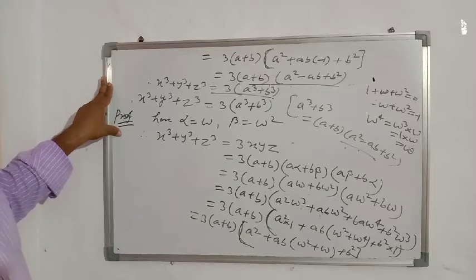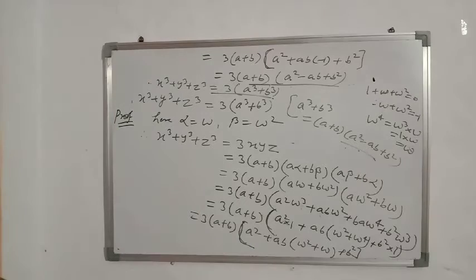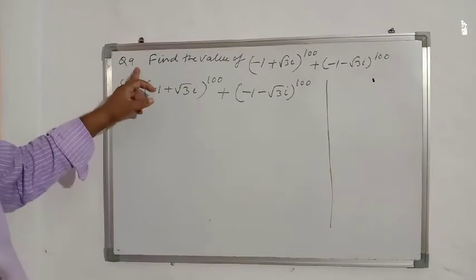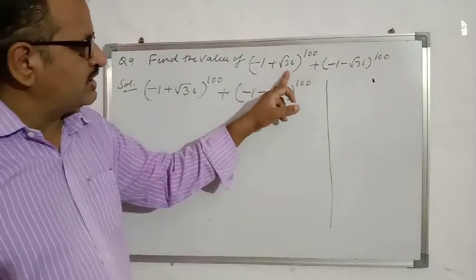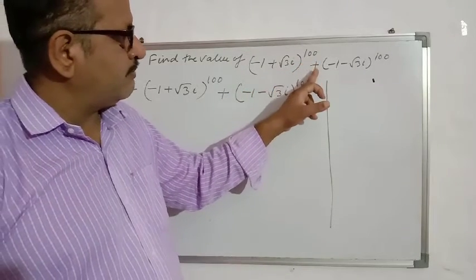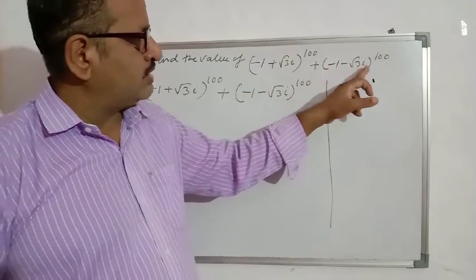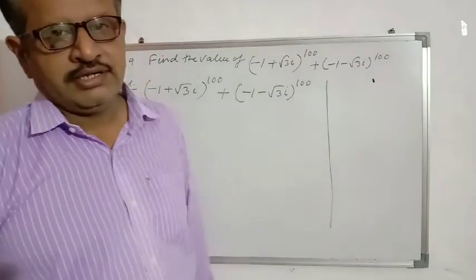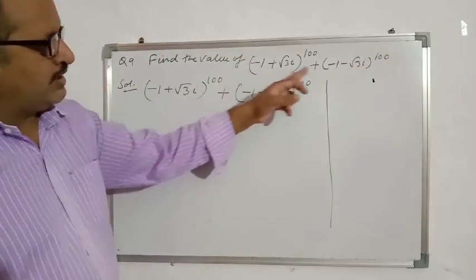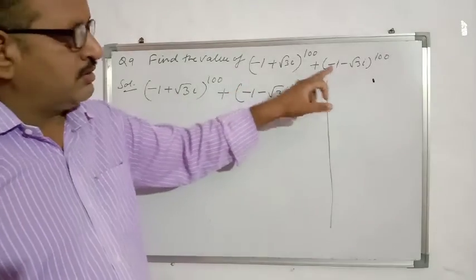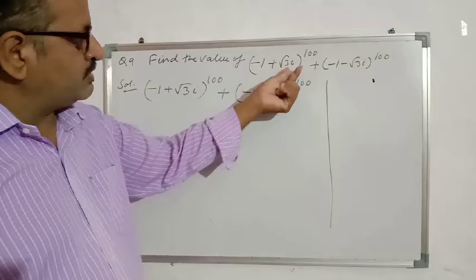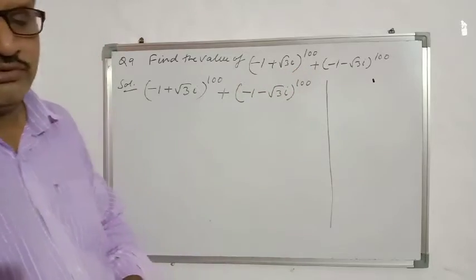Now we will take the last question of this exercise. See question number 9. Find the value of (minus 1 plus root 3i) to the power 100 plus (minus 1 minus root 3i) to the power 100. We have to find its value. Firstly, we will convert it in terms of omega. We will convert minus 1 plus root 3i in terms of omega.